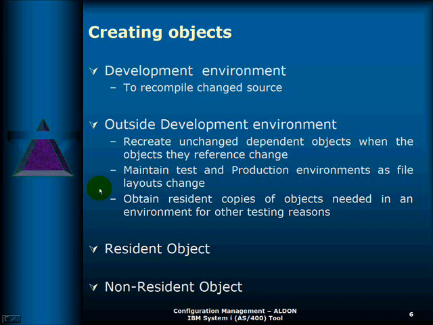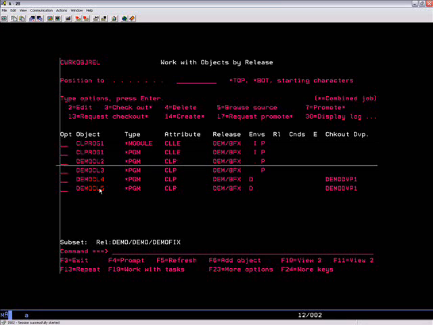So you can take option 14 here to create this particular object. Aldon automatically selects the correct IBM or user defined create command and options for each object based on the object type and attribute and Aldon database entry. You can change the command using option 15.